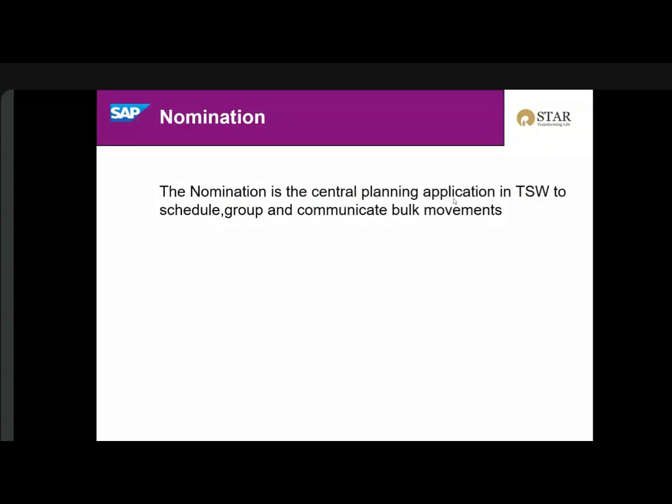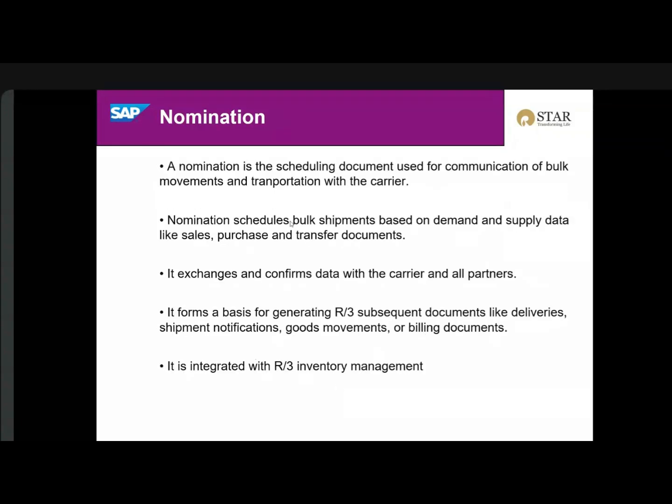Nomination: Planning application TSW to schedule and communicate bulk movements. This is the planning. We are doing a planning of the movements in this nomination. A nomination is a scheduling document used for communication of bulk movements and transportation with the carrier. So this is also one of the functionalities. These are all the functionalities.